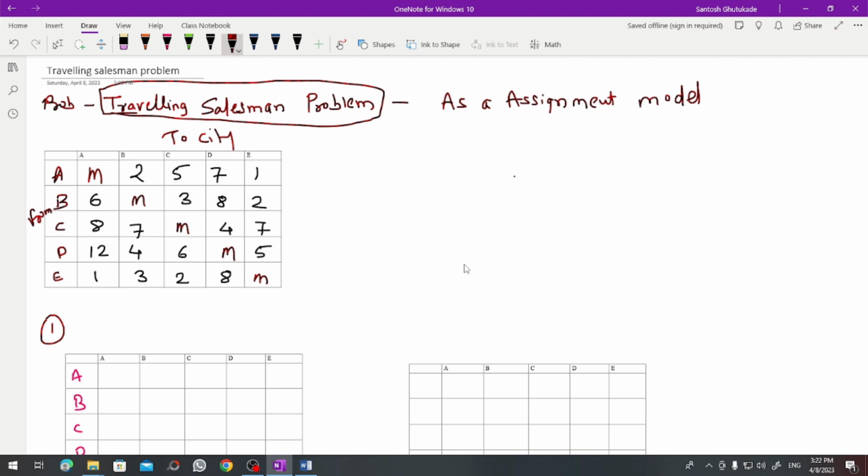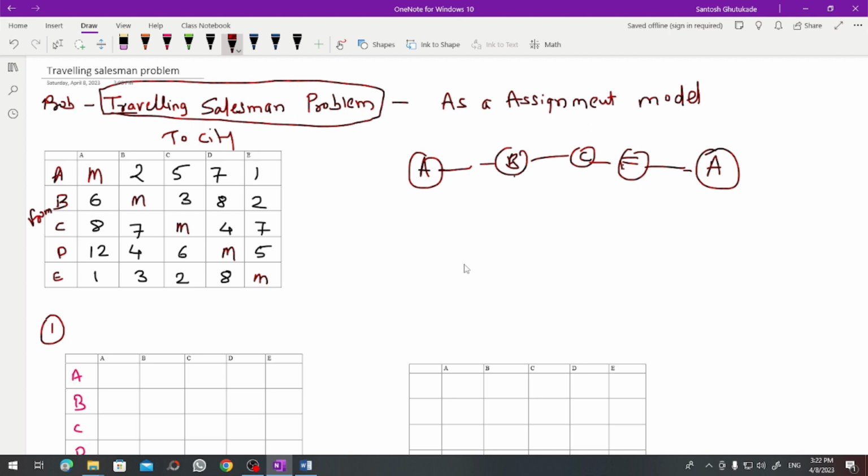Suppose we take an example of a Flipkart delivery boy. When he starts from one location, he has to complete all the locations, and after that he has to return to his initial location. So after completing all the cities, he wants to come back to his initial location. Here we have cities A, B, C, D, E.